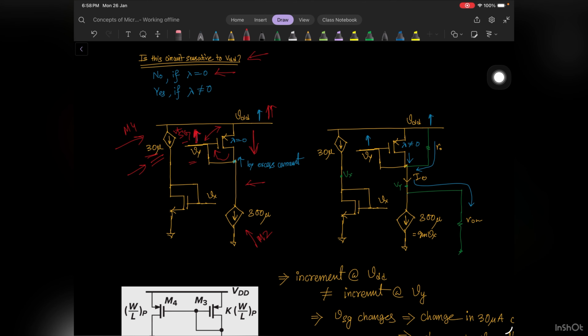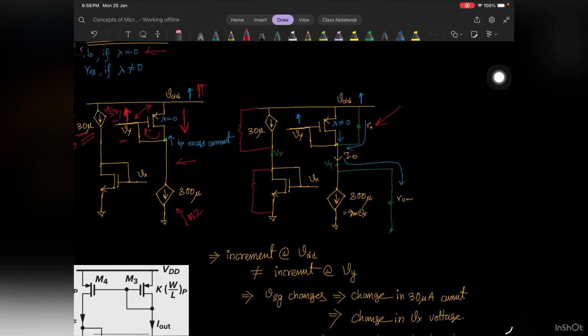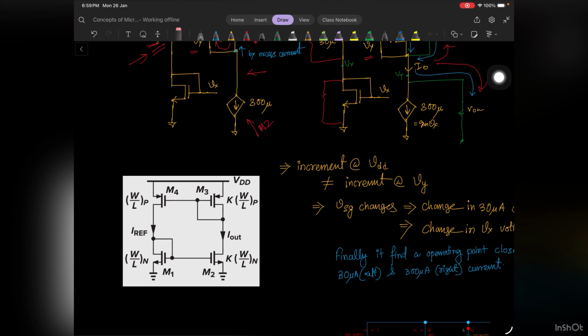But as soon as you consider channel length modulation, you have finite Rout on both sides. I mean you have Rout this side as well, and this side as well. So whenever you have any change in VDD, let's say VDD increases by some amount, that incremental current will find a path to flow, like this one. So your VY will not increase by the same amount, so your VSG will not remain the same as before, and because of that, if there is some change in VDD, there will be some change in IOUT, and we are trying to understand how we can calculate these things.